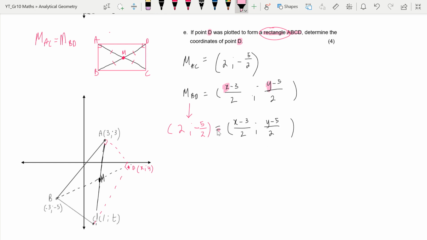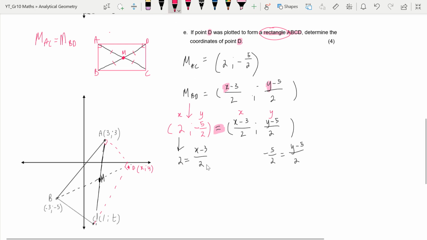Since these coordinates are equal to each other, it means that the x coordinate and the x coordinate of the two coordinates must be equal to each other. So that means the 2 must be equal to x minus 3 over 2. And it also means that the y value of the one coordinate must be equal to the y value of that coordinate because these coordinates are equal to each other. So that will be equal to that. It's so important that you're able to set this up like that. Okay, now we've got equations that we need to solve.